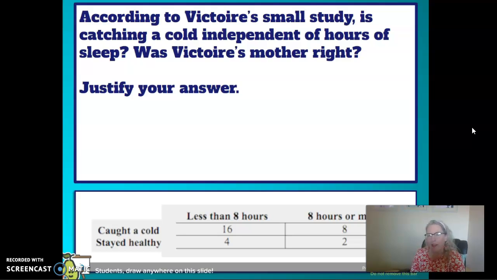So the question here is, is catching a cold independent of sleep? Well, catching a cold 4/5 of the time, whether you've got enough sleep or not, pretty much says that the probability of catching a cold does not increase if you lose sleep. So catching a cold is independent of losing sleep.